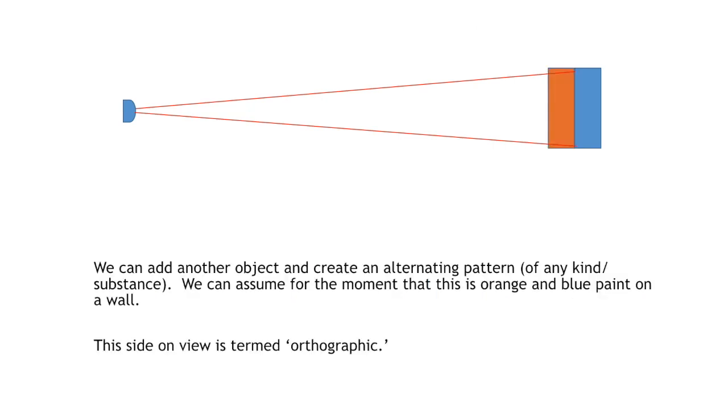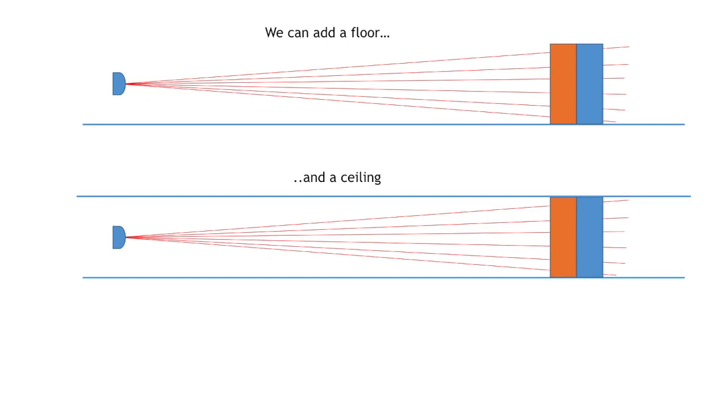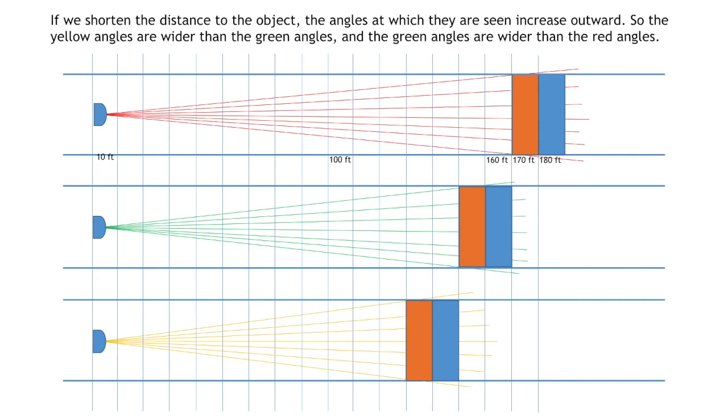We can add another object and create an alternating pattern of any kind or substance. We can assume for the moment that this is orange and blue paint on a wall. This side-on view is termed orthographic. We can add a floor and a ceiling. If we shorten the distance to the object, the angles at which they are seen increase outward, so the yellow angles are wider than the green, and the green are wider than the red. Each of these blocks represents a 10-foot increment.